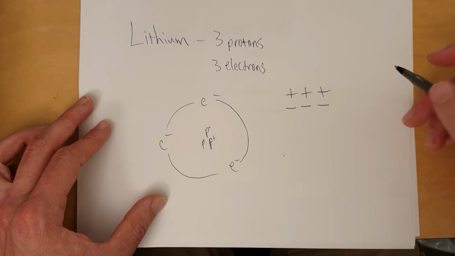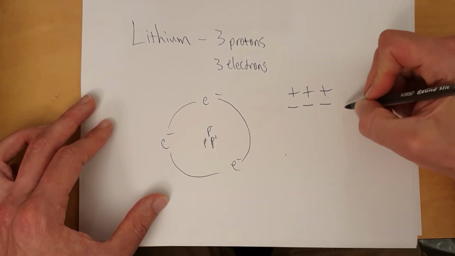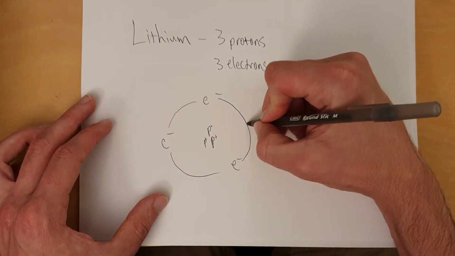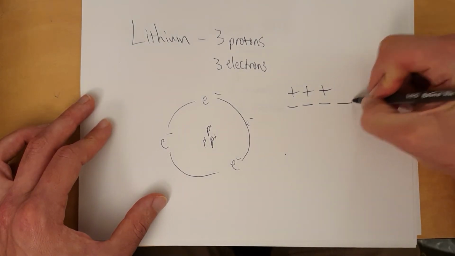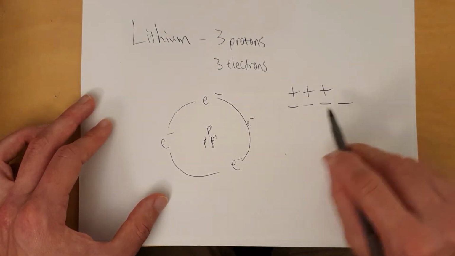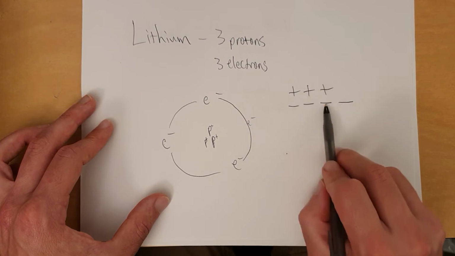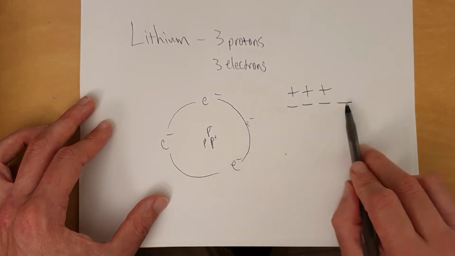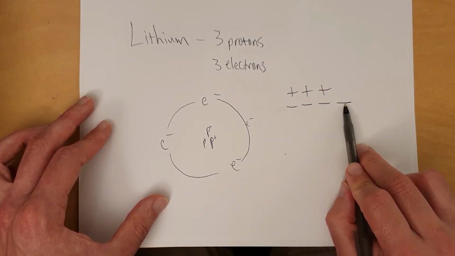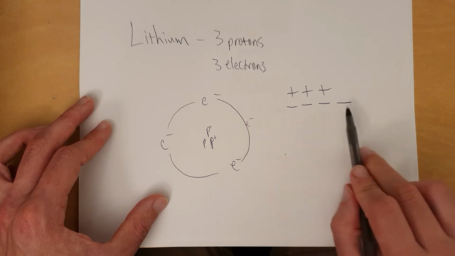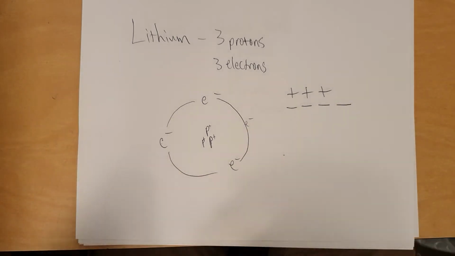What if you add an electron? If you were to add one more electron, you would be adding more negative charge. So this cancels, this cancels, this cancels. If you add an electron, you would have a net charge of -1. Adding electrons makes for a negative charge.